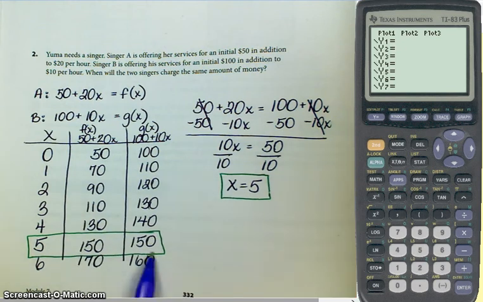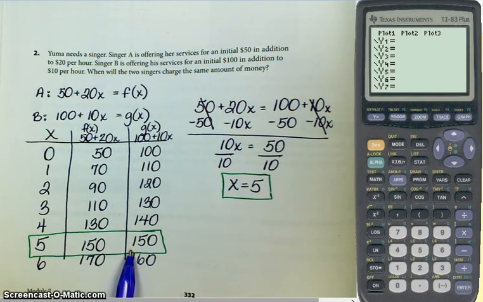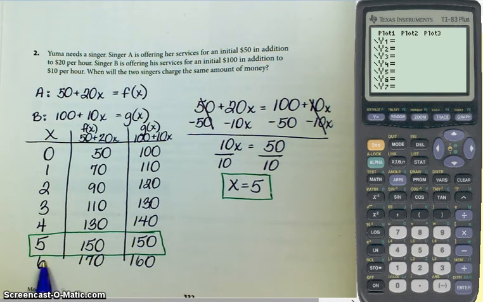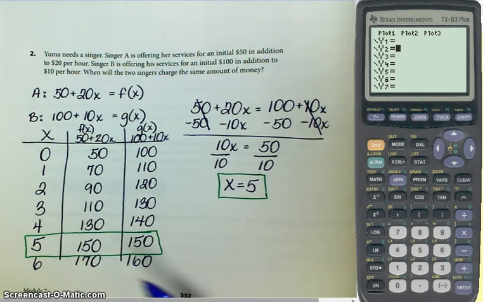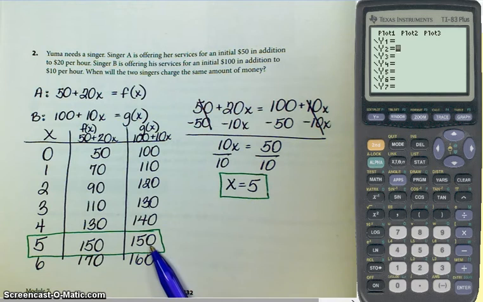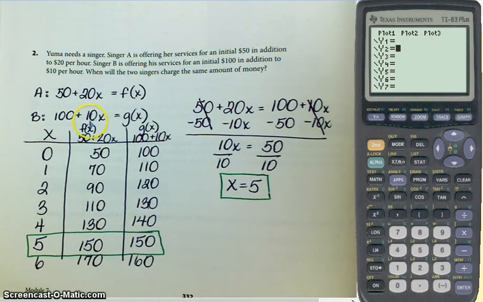Okay, and you notice the answer to when will the two singers charge the same amount of money? They will charge the same amount of money if they come sing for you for 5 hours. So I could tell that from the table. I could also tell that by setting the two equations equal to one another. But the reality is that we don't always have a nice even little number, and it doesn't always show up easily in the table. Okay, we're going to address this with our graphing calculator, because here is one tool to solving these problems.